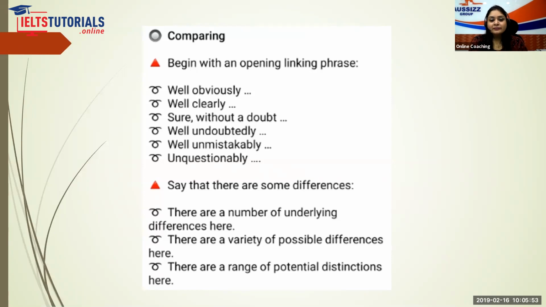Okay. Because when the examiner is asking a question, like for example, do you think the internet is popular in your country? Yes, obviously, unquestionably. So here you are giving your expressions also with the use of these words. Okay, and when you're going to give the differences between two things, or you are maybe making a comparison, there are a number of underlying differences here. You can start like that. There are a number of underlying differences between city area and rural life.